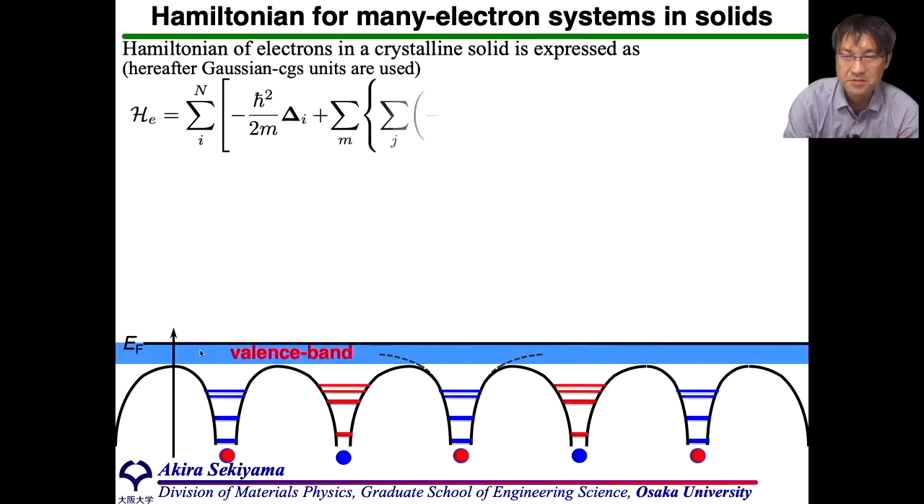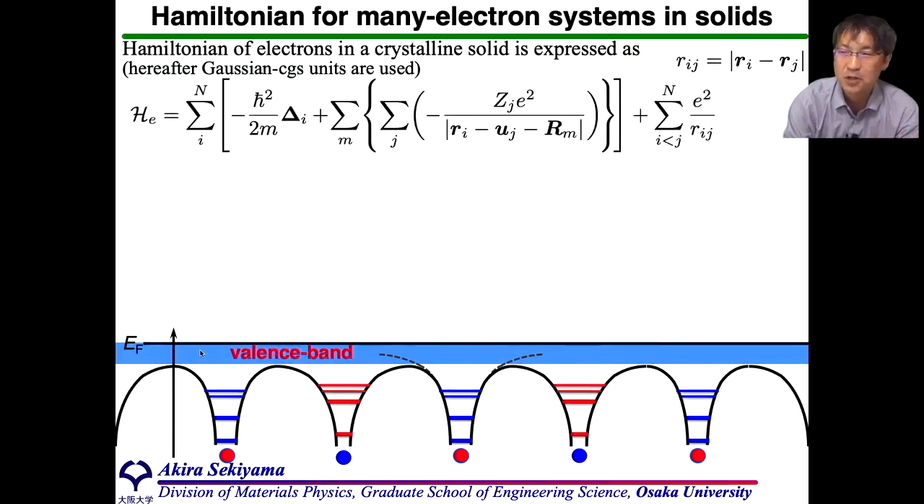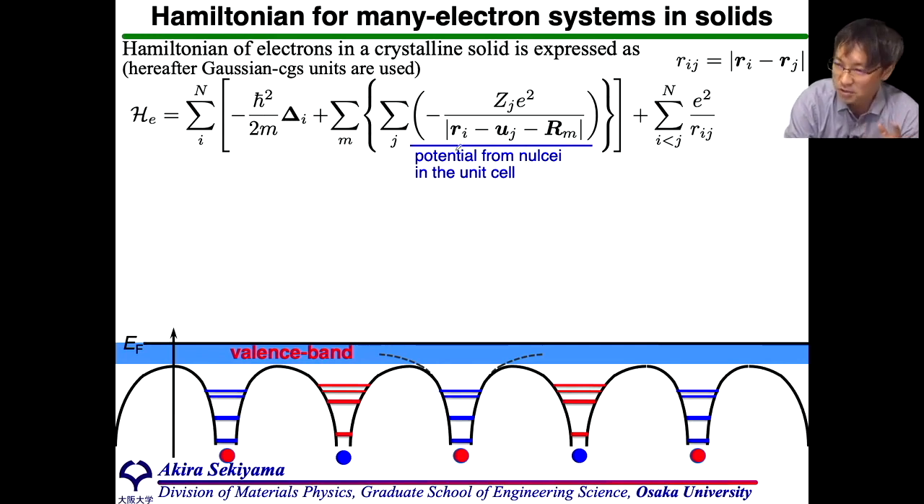In this lecture, I start from Hamiltonian of electron in a crystalline solid. There are so many electrons in solid. Here the large N is of the order of 10 to 23rd. There are so many. Of course, each electron has a kinetic energy and bound in some potential. This is the potential from nuclei in the unit cell. And we need to sum over the crystal for the potential.